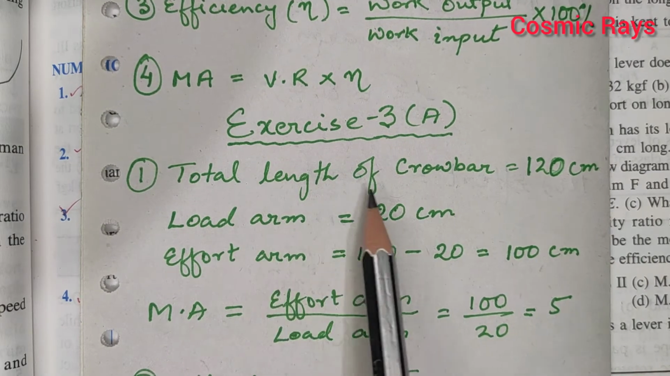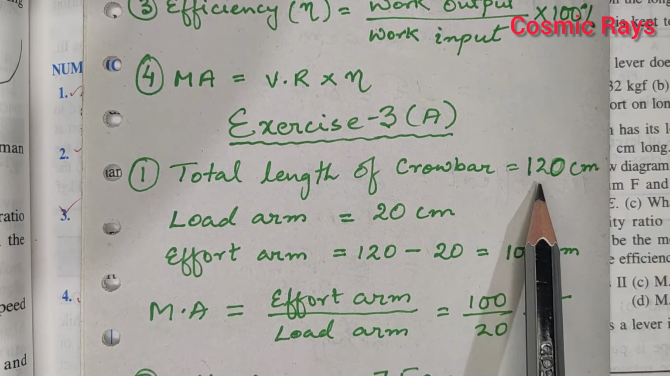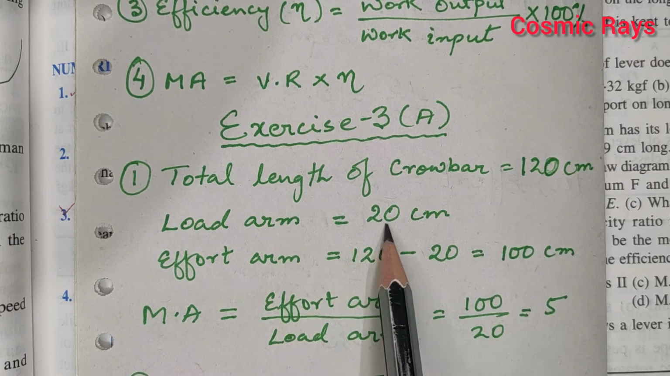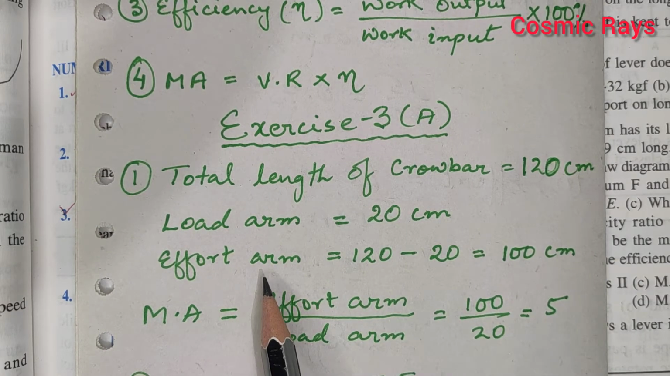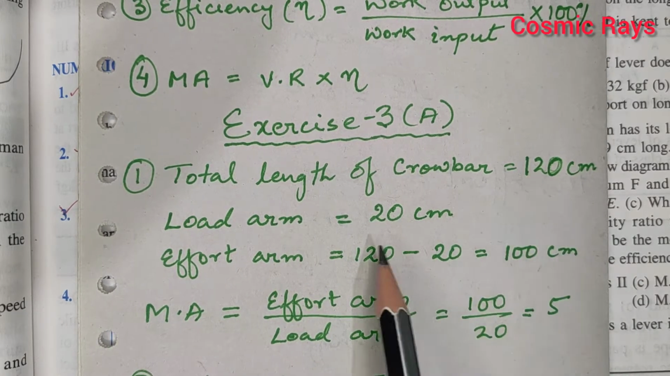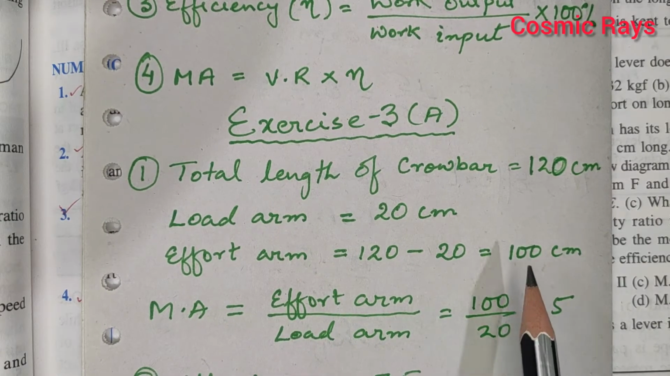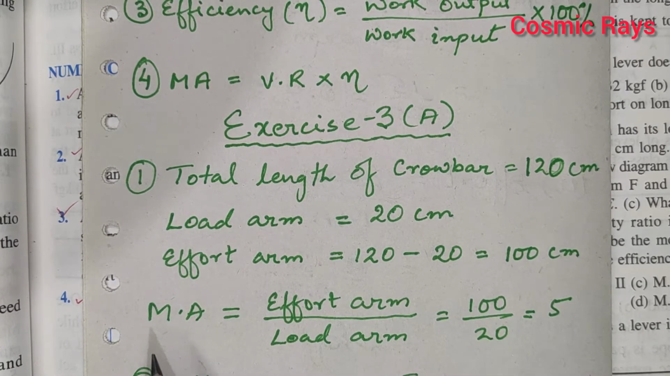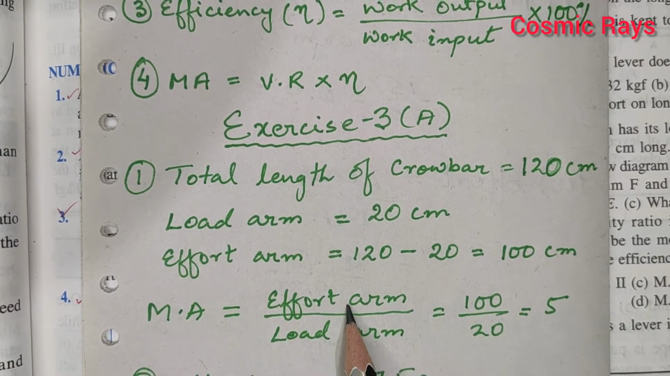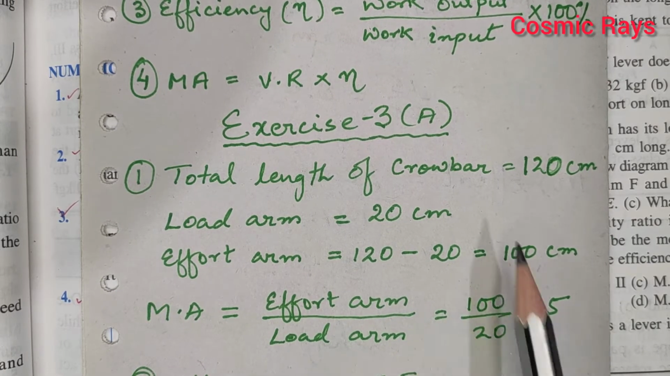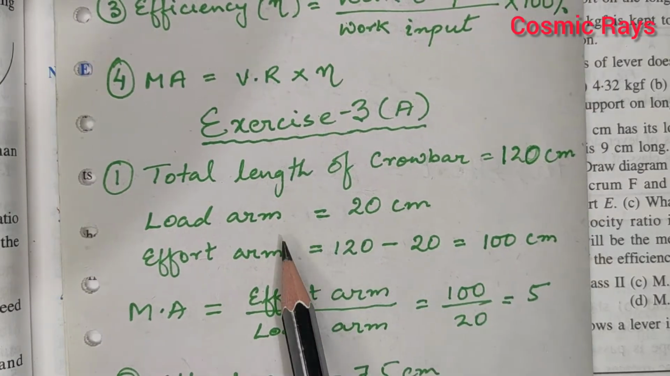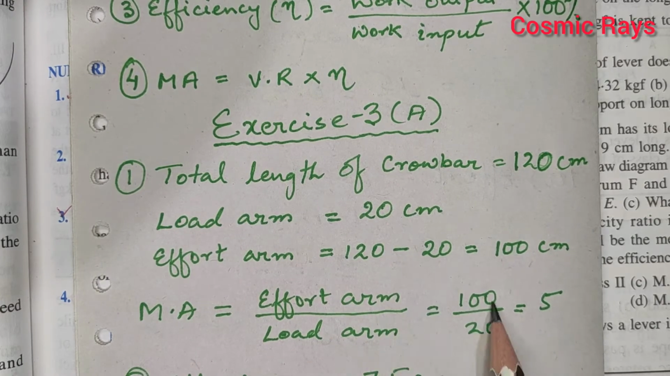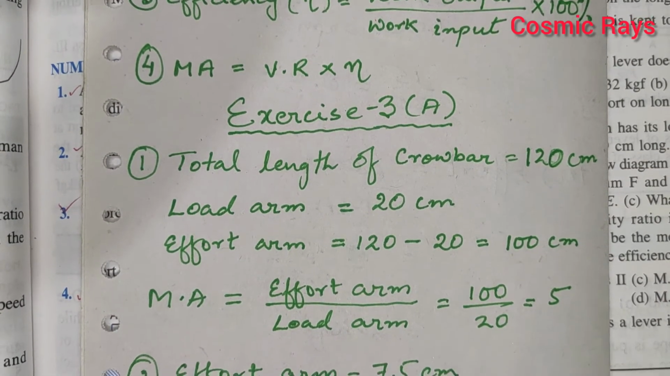they have given us the total length of the crowbar, that is 120 centimeter. The load arm is 20 centimeter and effort arm will be total length minus the load arm, that is 120 minus 20, that is 100 centimeter. So using the formula for mechanical advantage, that is equal to effort arm divided by load arm, we have the value of effort arm, we have the value of load arm. We just put the value 100 by 20 and we get the answer as 5.